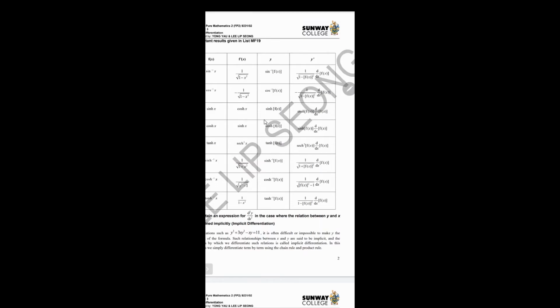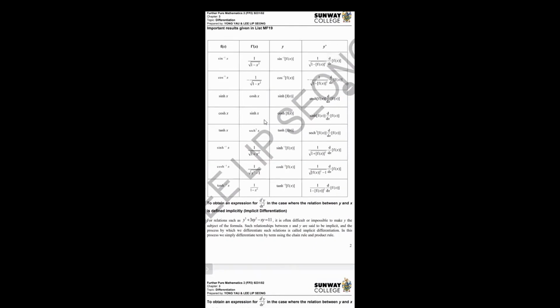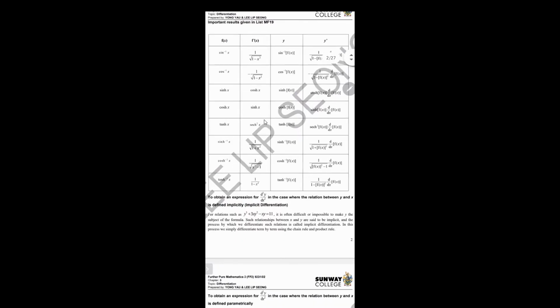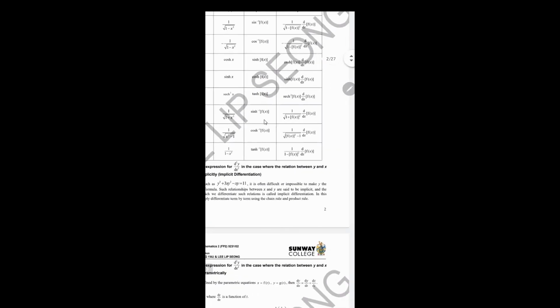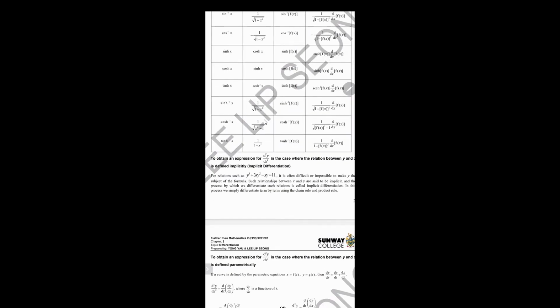So today I will continue with obtaining the expression for d2y/dx2 in the case where the relation between y and x is defined implicitly. All right, this is actually implicit differentiation. How do we find the second derivative when the functions or the equations are defined implicitly?